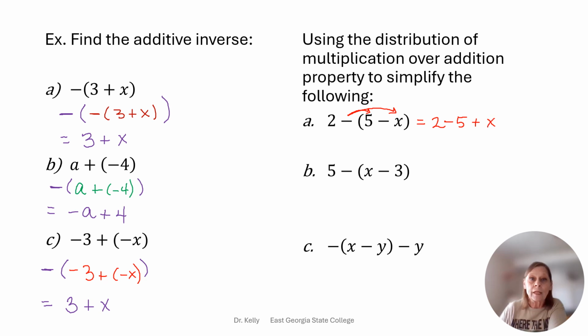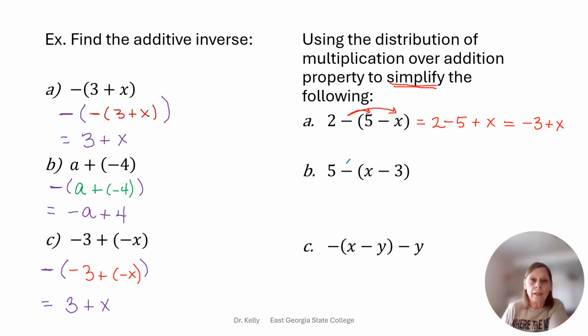And then we need to simplify this down, which means anything that's alike that we can collect up together, we're going to. So 2 minus 5 is negative 3, and there isn't anything to add to the x, so we'll just have plus x.